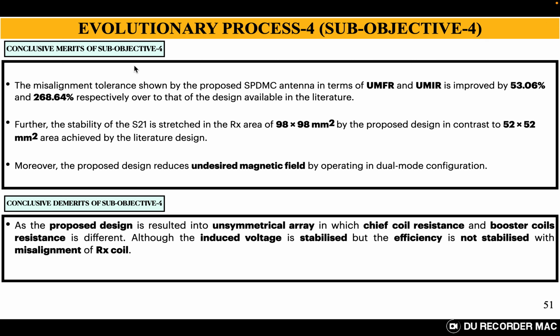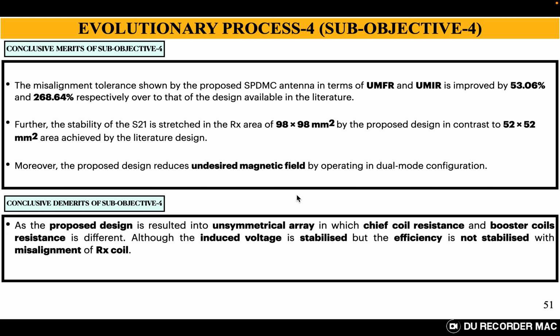Now if you see the conclusive merits of sub-objective 4, the misalignment tolerance of the uniform magnetic field region is enhanced by 53.06%, and the uniform mutual inductance region is enhanced by 268.64%. Also, the S21 parameter of the proposed receiver design is enhanced to 98 by 98 millimeter square compared to 52 by 52 millimeter square of the literature design. And also the undesired magnetic field is controlled because of this dual mode configuration.